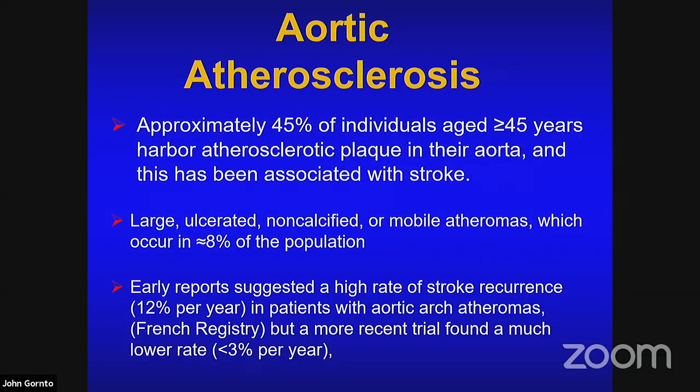So just a few words on aortic atherosclerosis. Approximately 45% of individuals aged greater than 45 harbor atherosclerotic plaques in the aorta, and this has been associated with stroke. All of you know that. Larger, ulcerated, non-calcified or mobile atheromas are the ones which are going to give rise to stroke. And this occurs in about 8% of the population. I think it's a little overestimated. This was from the French registry. They came up with 12%, but I think overall it's not that high.